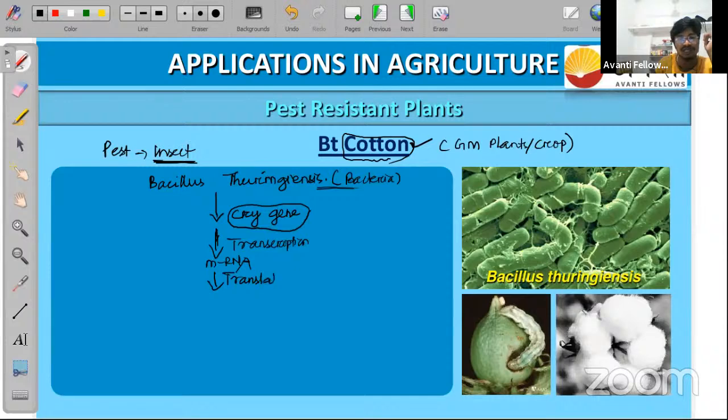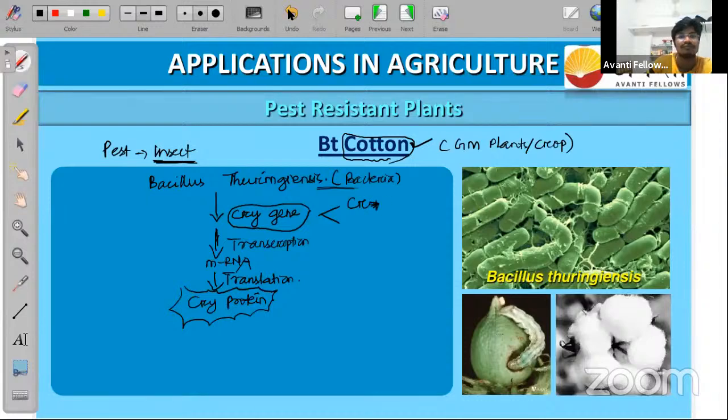Listen to this carefully. Bacillus thuringiensis is a bacterium that has the cry gene, and that gene undergoes transcription and translation, and it produces a protein. That protein is called cryoprotein. After the class, read the NCERT, and in NCERT you will read about the cry-A and cry-B proteins.